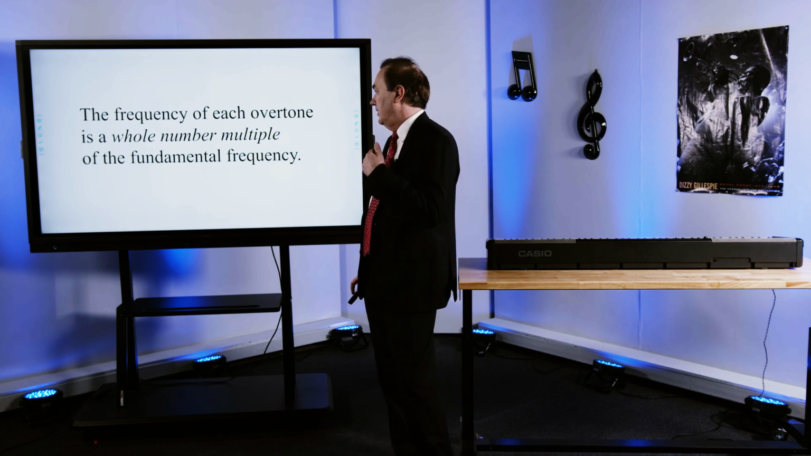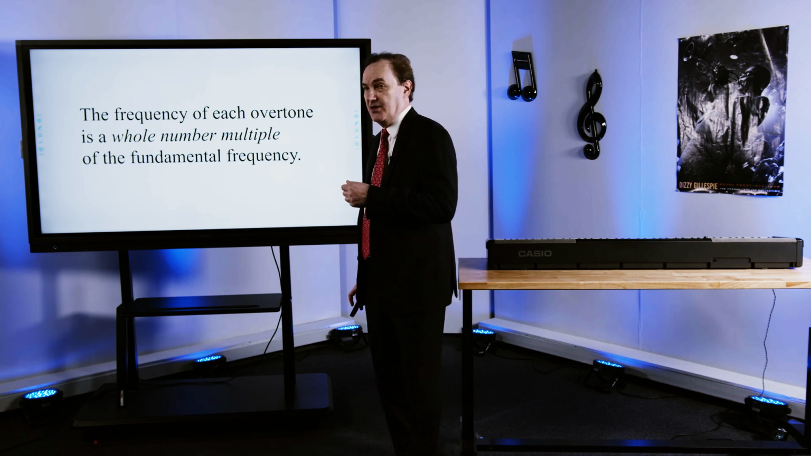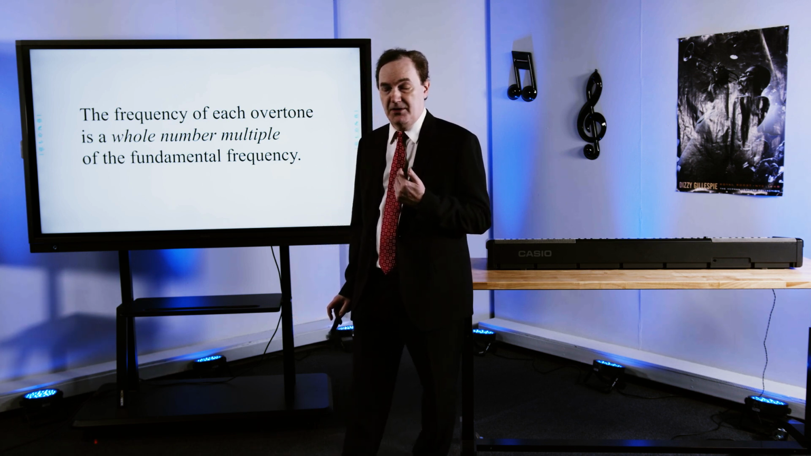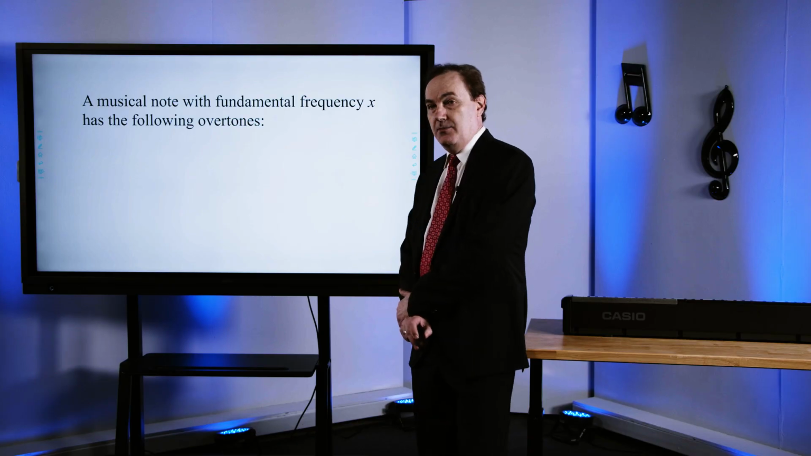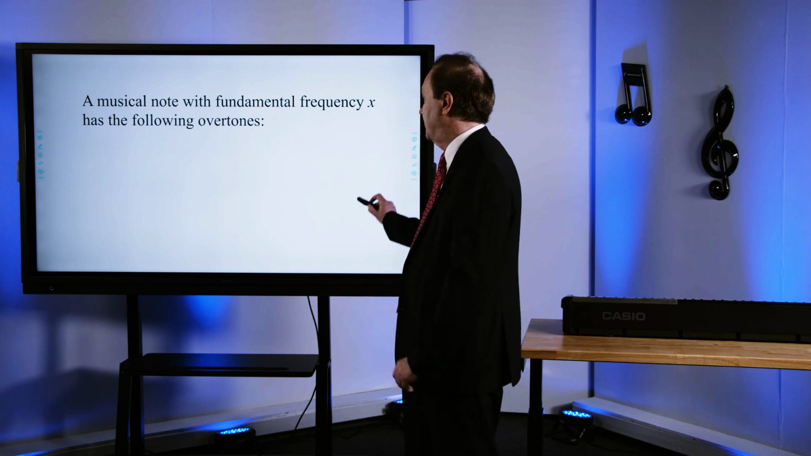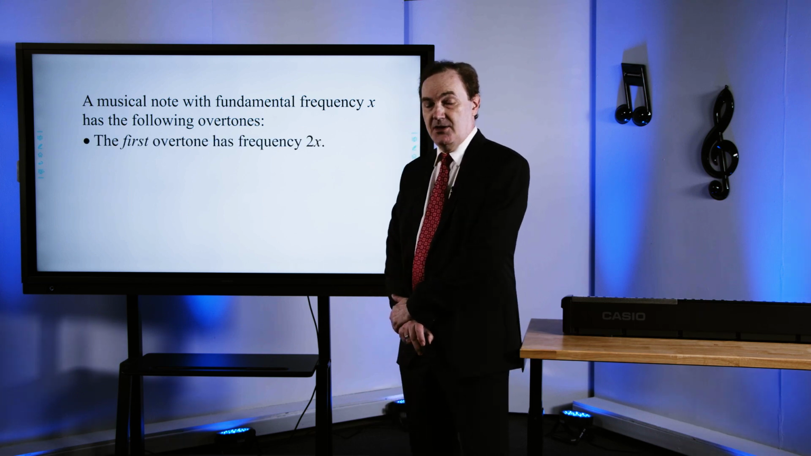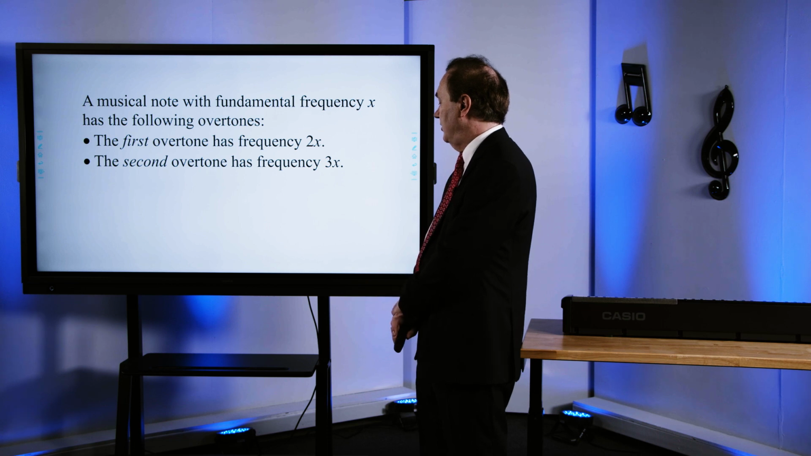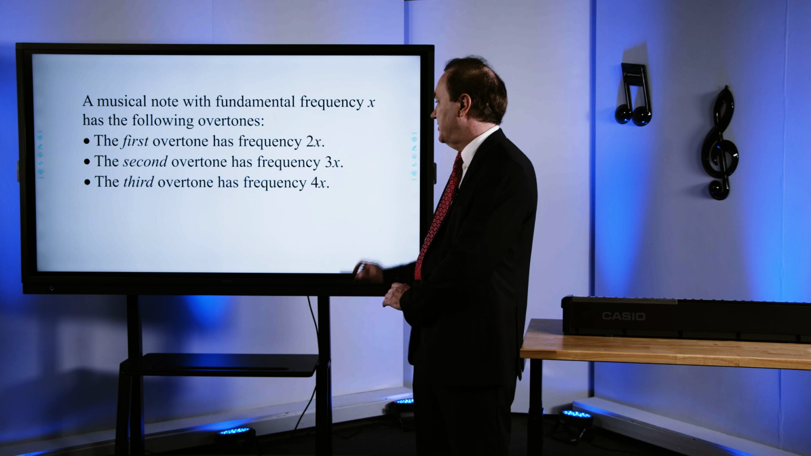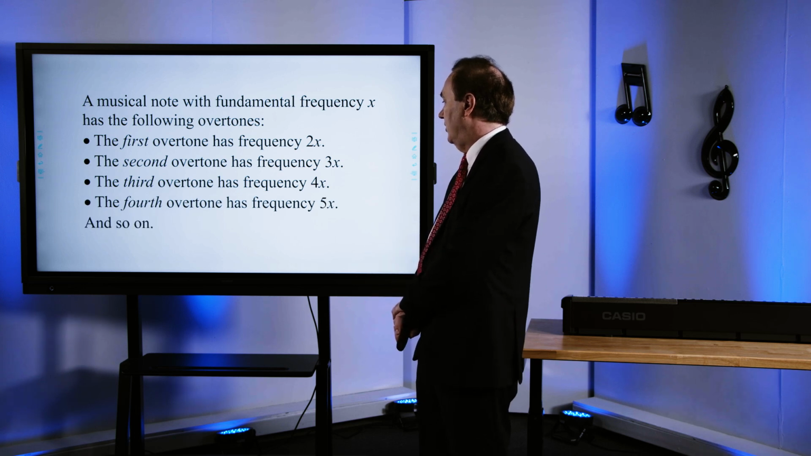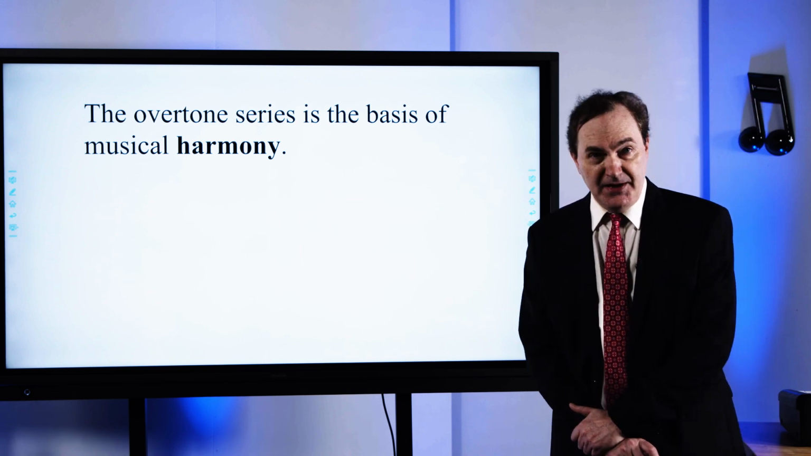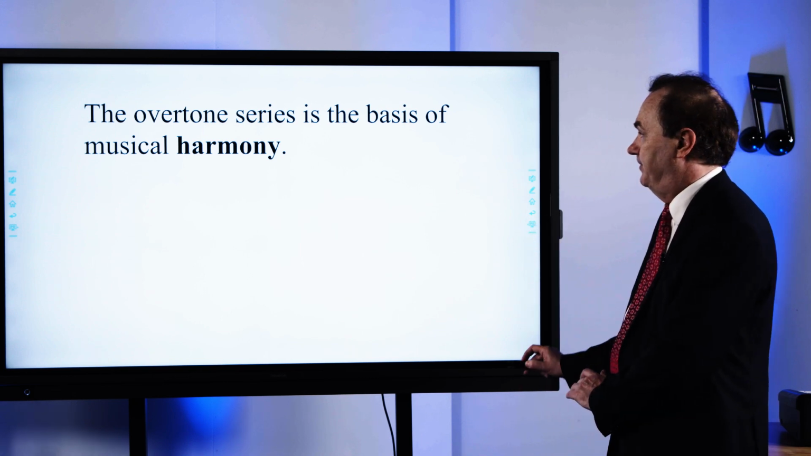So your overtones will have frequencies that are 2 times the fundamental, 3 times the fundamental, 4 times the fundamental, 5 times the fundamental, and so forth. A musical note with fundamental frequency x has the following overtones. The first overtone will have frequency 2x, 2 times x. The second overtone will have frequency 3x. The third overtone will have frequency 4x. The fourth overtone will have frequency 5x, and so on. The overtone series is the basis of musical harmony.